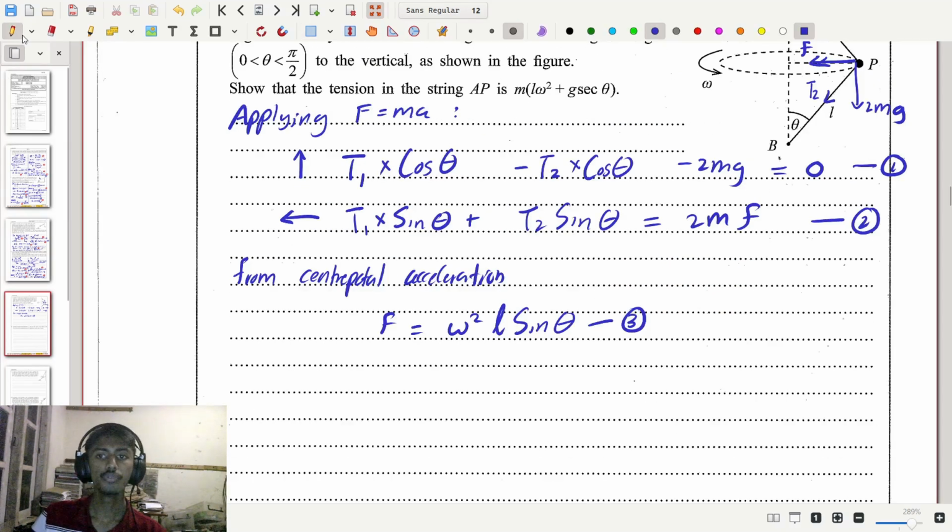Now to start off, we can take equation number 1 and we can see if we take 2mg to the other side, we get T1 cosine theta minus T2 cosine theta equal 2mg.